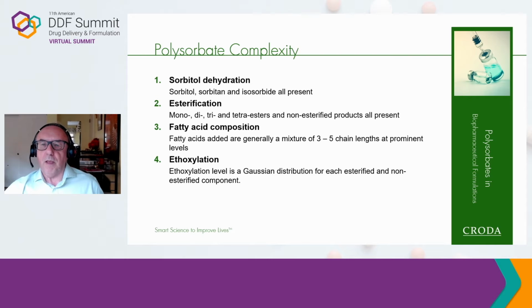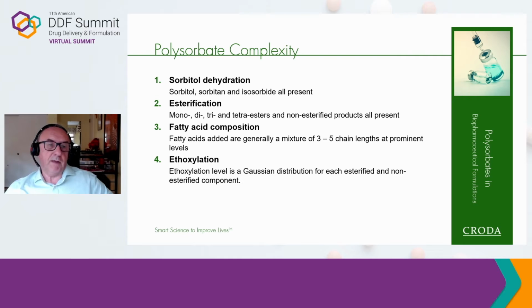There are four areas that cause polysorbates to be very variable, and they are all individually linked with one another as they're all sources of variability. The process starts with the dehydration of sorbitol, and although sorbitan is the main desired product, there is still going to be residual sorbitol and isosorbide present. These three sugars are then esterified with vegetable-derived fatty acids, resulting in the formation of mono, di, tri, and tetraesters.